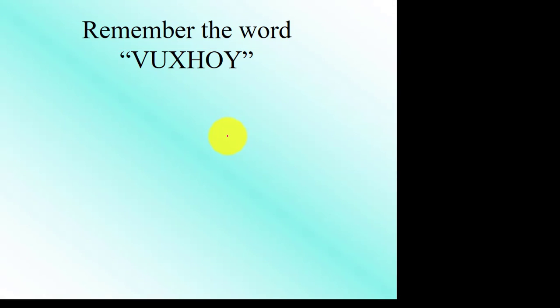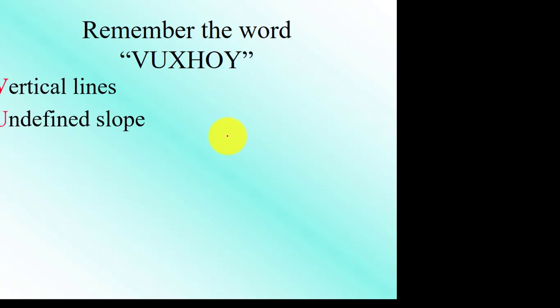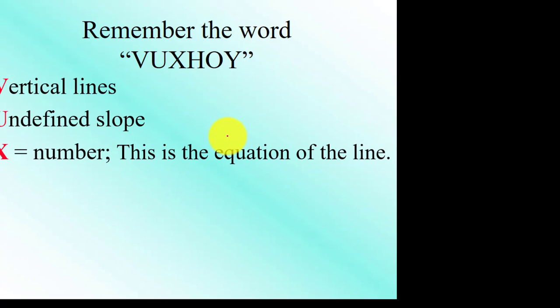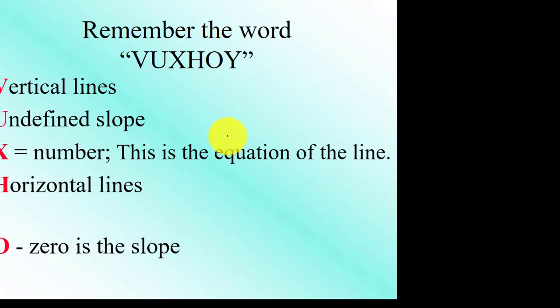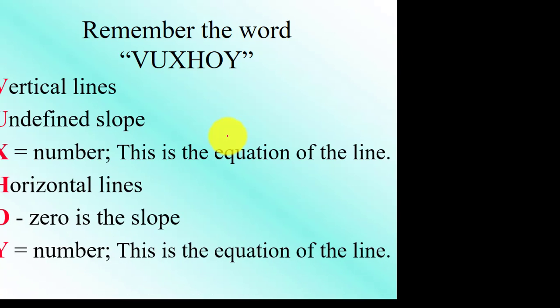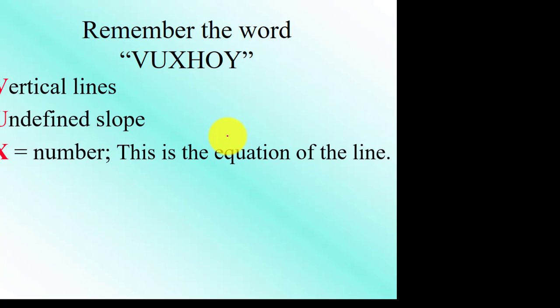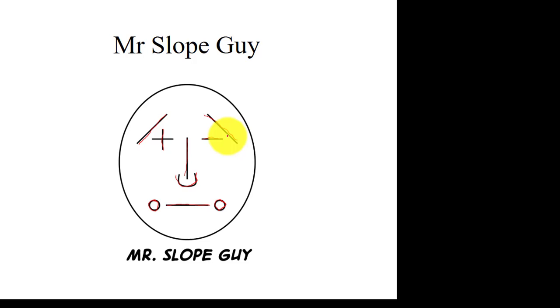If this helps, remember the word Buck's-Hoy. Vertical lines, undefined slope. X equals a number, right? So you have something like x equals 5. This is the equation of the line. Horizontal lines, 0 slope, or y is equal to a number. But I think Mr. Slope Guy is probably more useful than that.